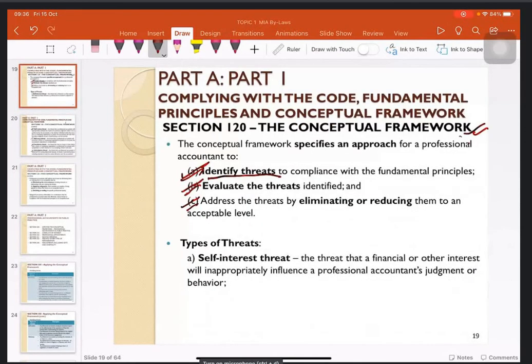Okay, now kita tengok the first one, self-interest threat. A self-interest threat basically kalau item tu melibatkan financial ataupun other interest, which may impair your professional judgment. That one kita panggil sebagai self-interest threat. Financial or other interest will inappropriately influence your professional judgment. Kalau you baca soalan, anything yang melibatkan ringgit, duit, financially, normally kita classify that one sebagai self-interest threat.